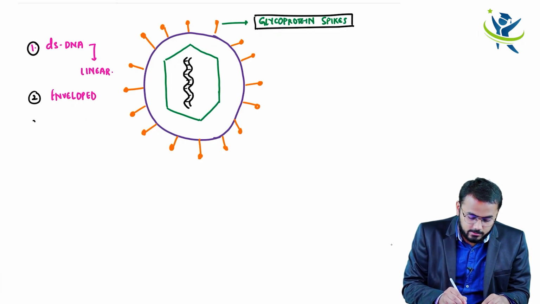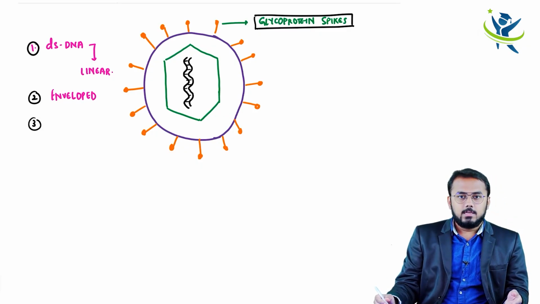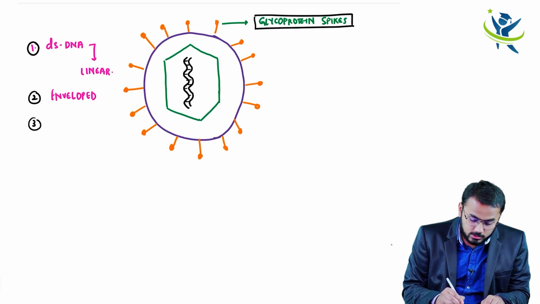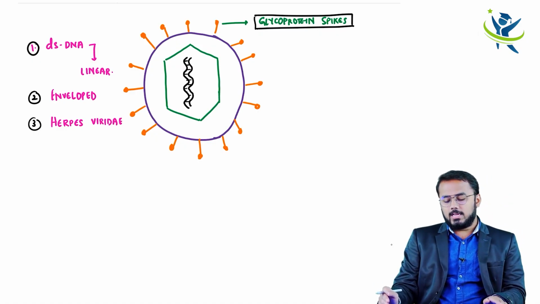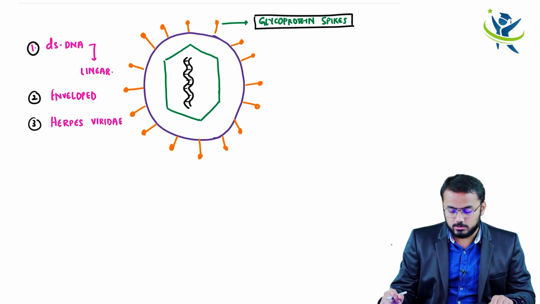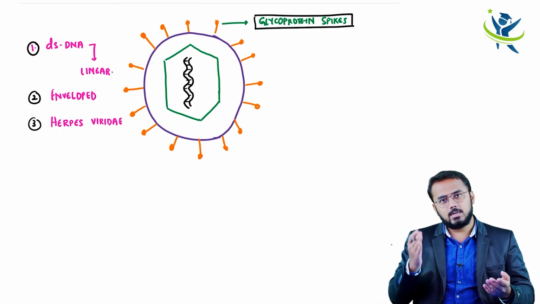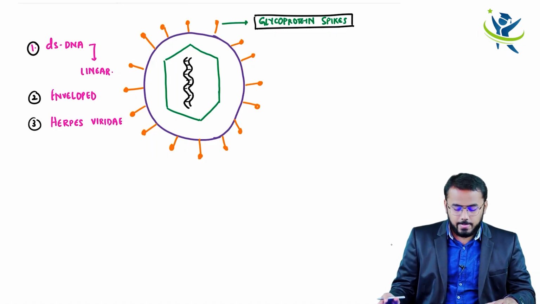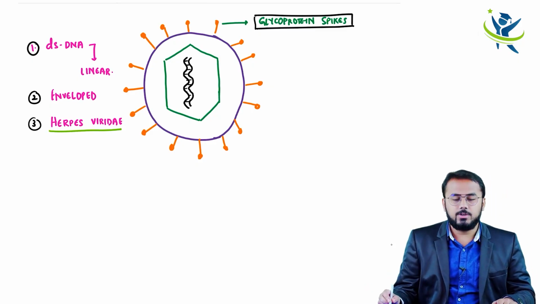Next, point number 3. What is point number 3, guys? This belongs to which family? This belongs to Herpesviridae family. So overall, guys, a simple introduction of this virus. It is the most common cause of infectious mononucleosis, right? You have got the glycoprotein spikes surrounding it. It is enveloped, double-stranded, but linear, not circular, and it belongs to a family called Herpesviridae.